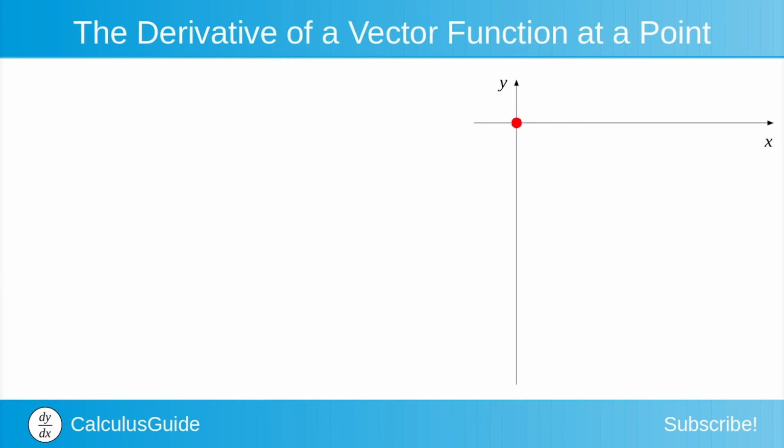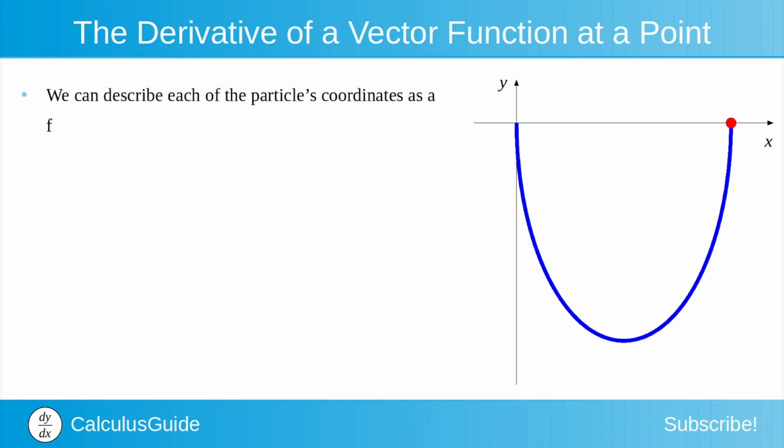I'm going to use a vector function to describe the position of a moving particle. Shown to the right is a particle moving in the xy plane during a time interval. We can describe each of the particle's coordinates as a function of a third variable, t. We can describe the particle's position on the x-axis as a function of time using the equation x equals f of t.